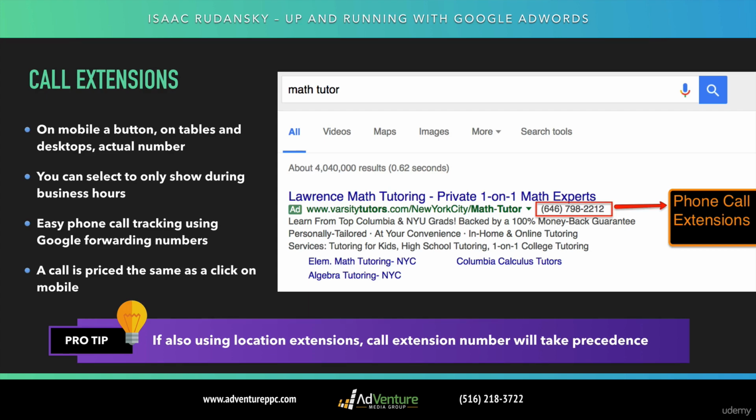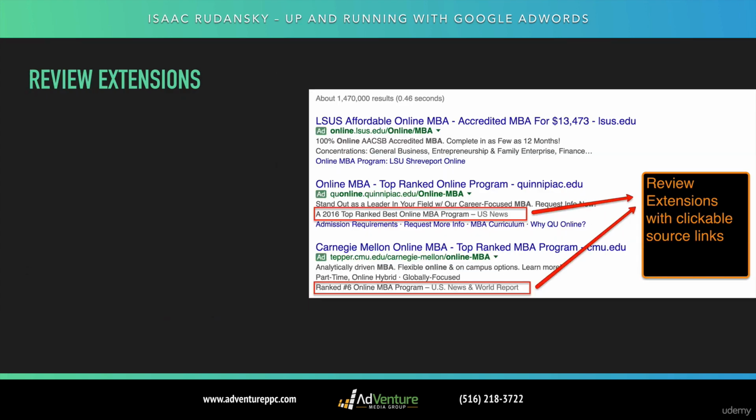Moving on from call extensions, over on to review extensions. And review extensions are pretty exciting things, and they're actually quite underutilized. Review extensions, as you can see on the right-hand side, are either quoted or paraphrased from an independent third party. When you create your review extensions, you're going to tell Google whether this is an exact quote or whether it's a paraphrased quote from an independent third party.